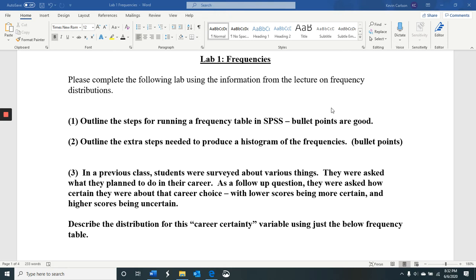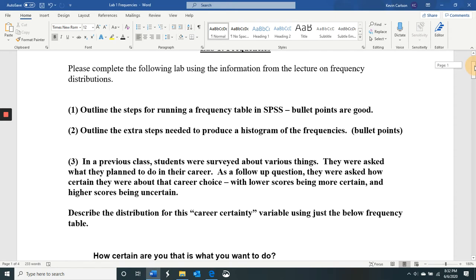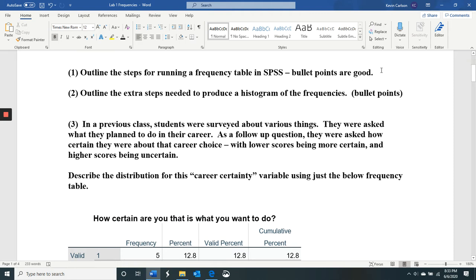So in terms of how to run things, make sure you've watched the video lecture on this topic of frequency distributions. This lab is going to be structured like most of your labs. The first question or two will be about how to run the stuff. That's always the first part of the lab, to describe to me how to run these analyses in SPSS. Question one is asking you how to run a frequency table in SPSS. We went over that in the lecture, so make sure that you watch the lecture.